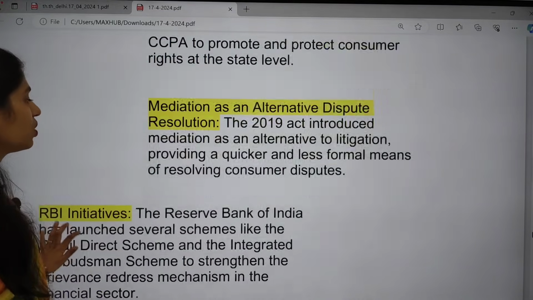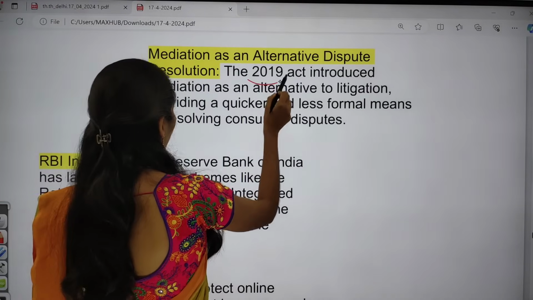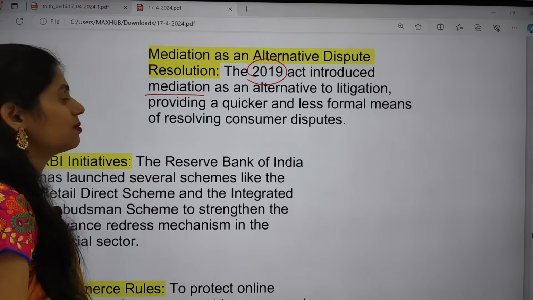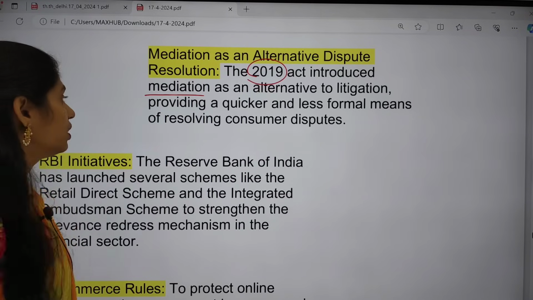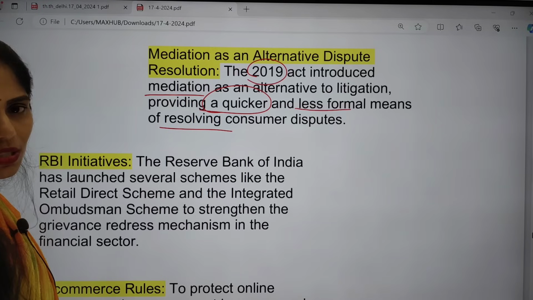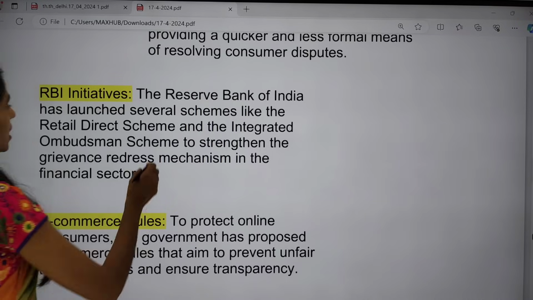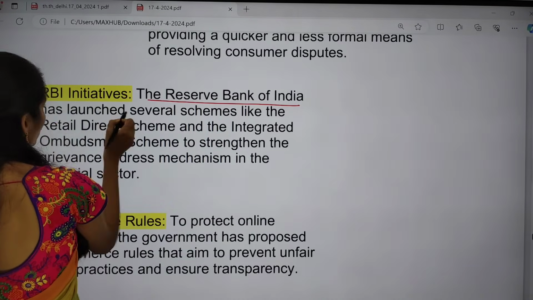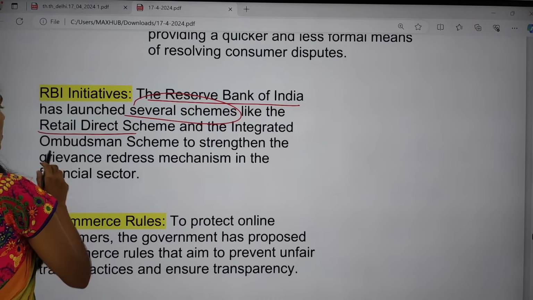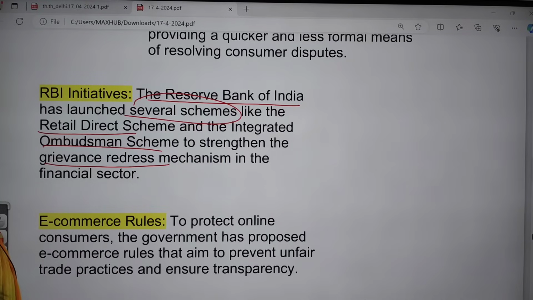And next, we are also focusing on mediation and alternative dispute resolution mechanisms. In this Act of 2019 itself, mediation was introduced. It is an alternative dispute resolution mechanism, so that we can get a solution very quickly and through less formal means, resolving consumer disputes. And even the RBI, the Reserve Bank of India, came up with some initiatives. It launched several schemes like the Retail Direct Scheme and the Integrated Ombudsman Scheme, so that we can strengthen the grievance redressal mechanism in the finance sector.